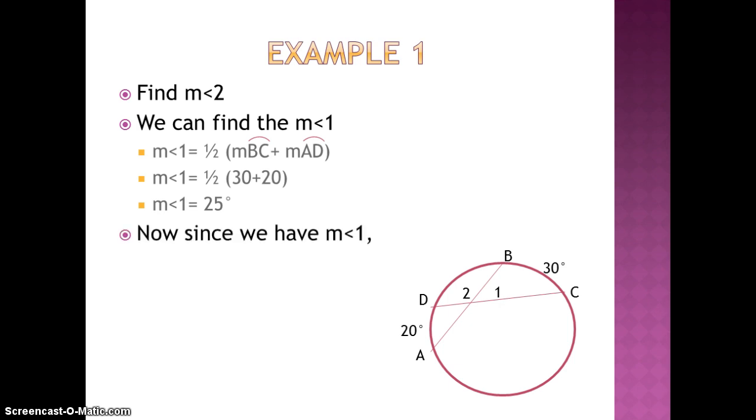Now since we have the measure of angle 1, the measure of angle 2 equals 180 minus the measure of angle 1, because they form a line. So the measure of angle 2 equals 180 minus 25, which is 155.